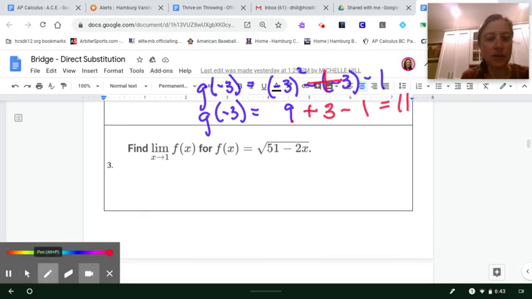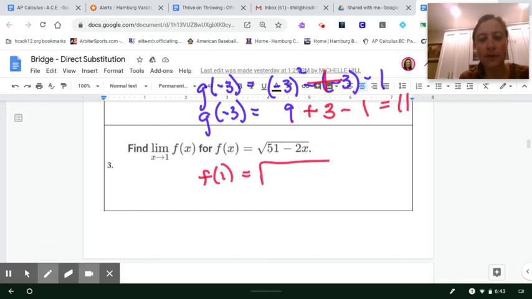Again, direct substitution. I just want to find f of 1. So I'm substituting and replacing all my x's with 1. 51 minus 2 times 1. Watch my parentheses. 51 minus 2 gets me 49, which of course is 7.